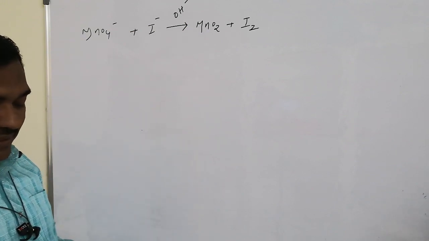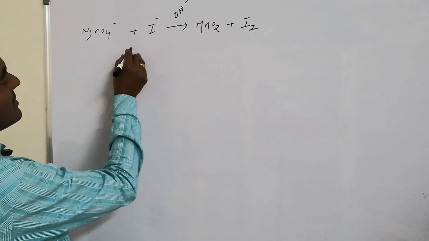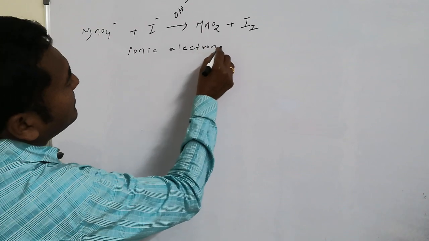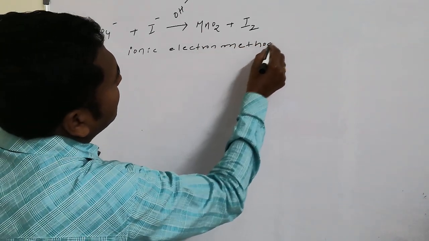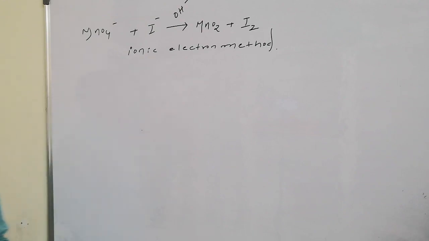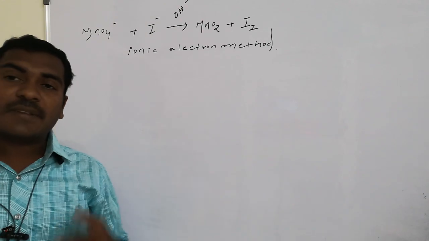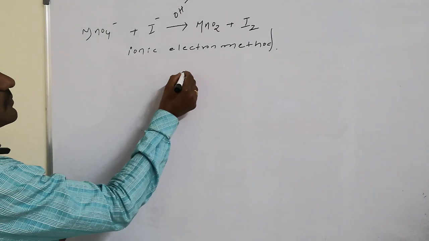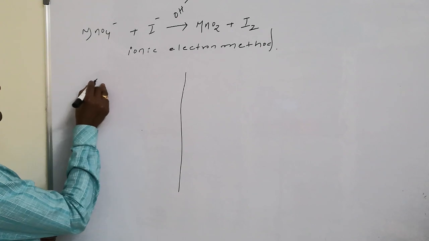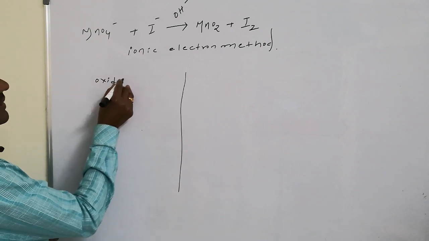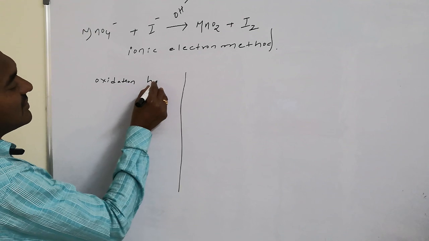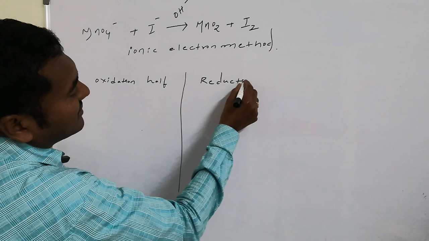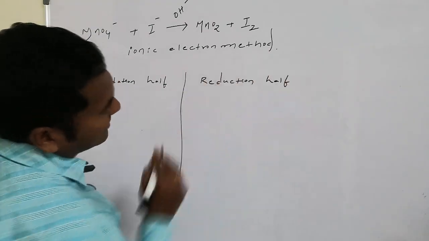We have to balance this one by ion electron method. Here the suggested method for the balancing is ion electron method. In balancing the equations by the ion electron method, we have to divide the equation into two halves. The first half is the oxidation half reaction, whereas the second half is the reduction half reaction.